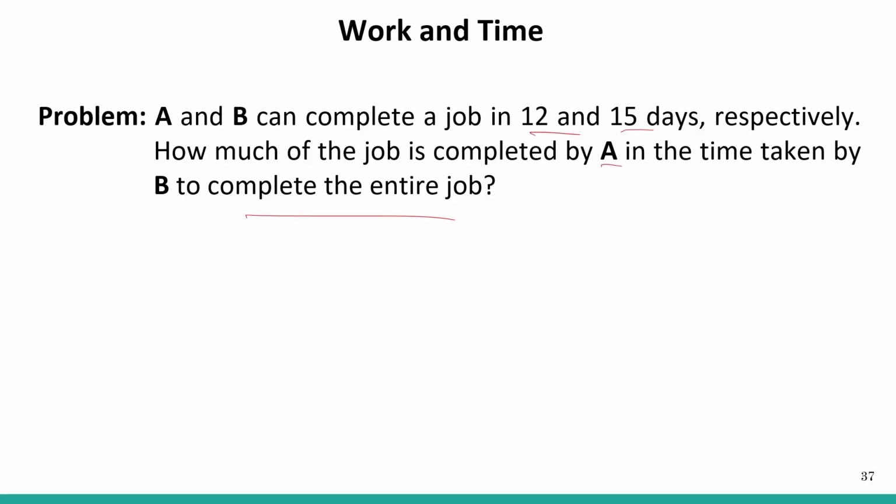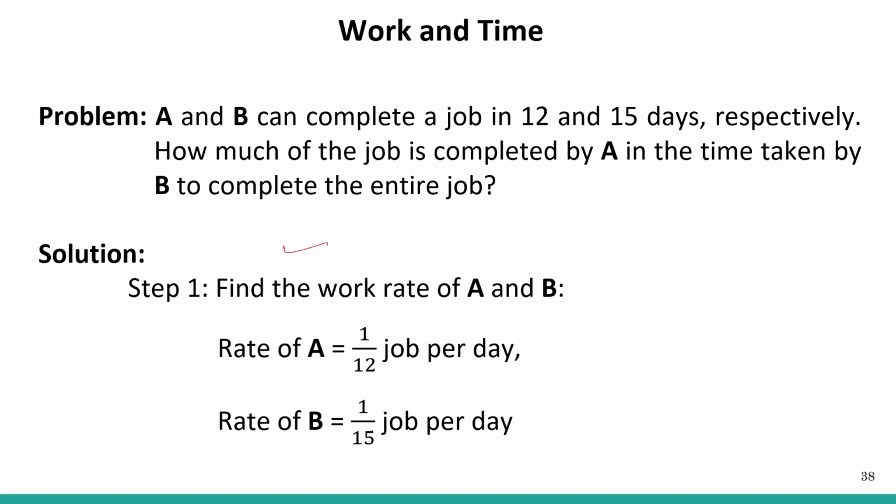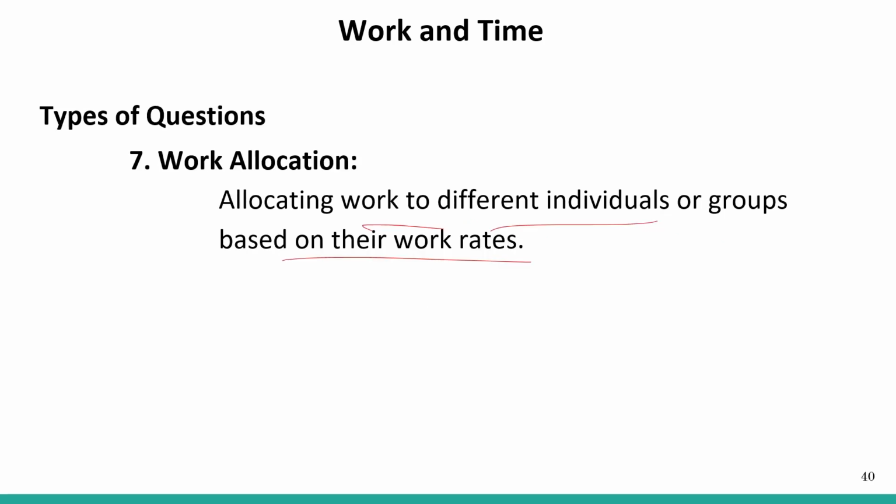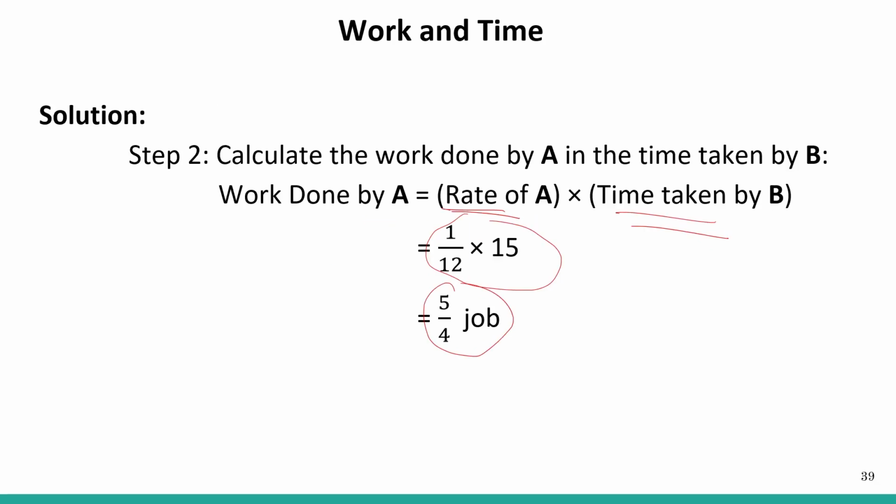A and B can complete a job within 12 and 15 days respectively. How much of the job is completed by A in the entire time taken by B to complete the entire job? So find the work rate of A and B. It is 1 by 12 and 1 by 15 respectively. Calculating the work done by A in the meanwhile: work done by A is equal to the rate of A into the time taken by B, that is 1 by 12 into 15, which is equal to 5 by 4.